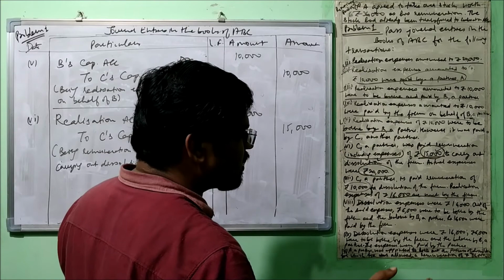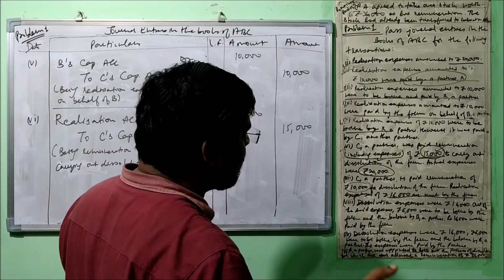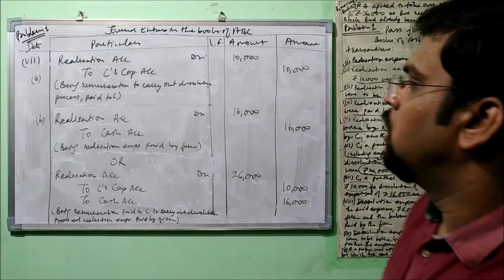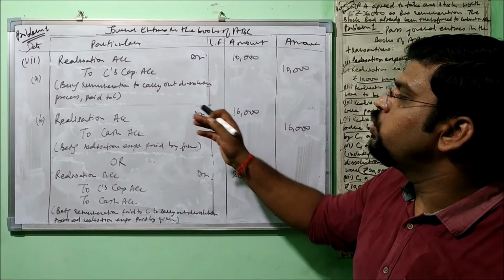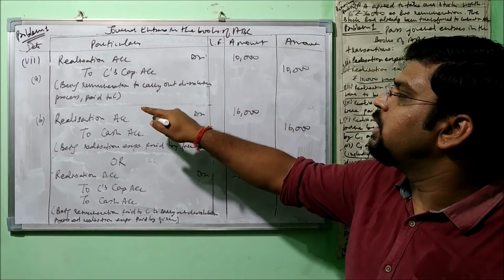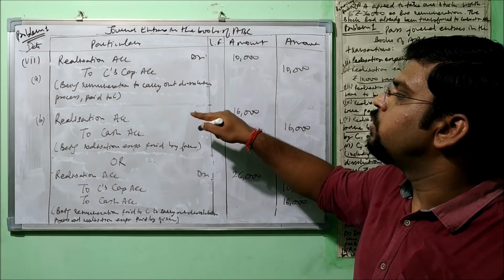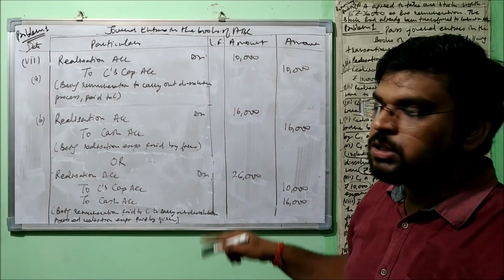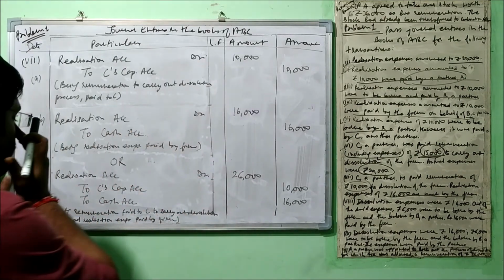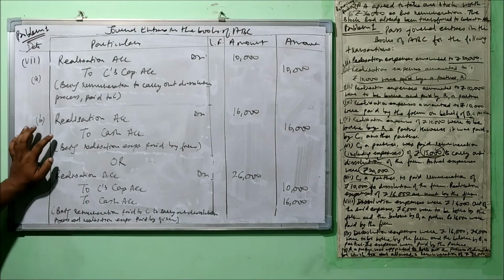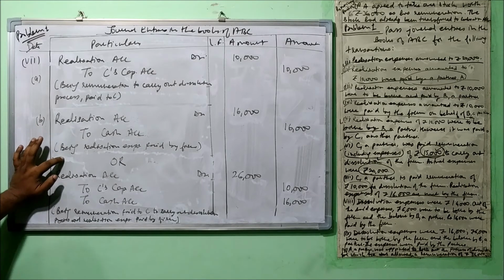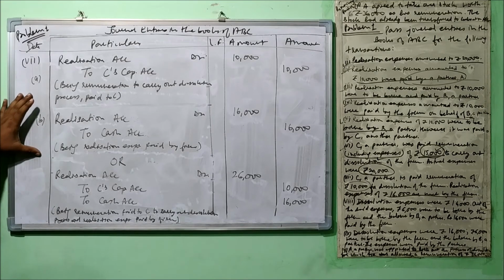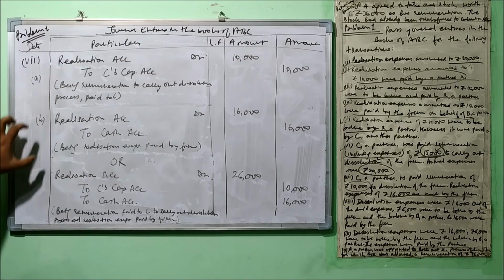So very first I pass two entries and then I will combine these two. Have a look here. Realization account debit to C's capital account 10,000, being remuneration to carry out dissolution process paid to C. This entry is there for remuneration. Now the second part of the entry: realization account debit 16,000 to cash account, being realization expenses paid by the firm. So either we can pass these two entries in this case or we can combine these two entries.